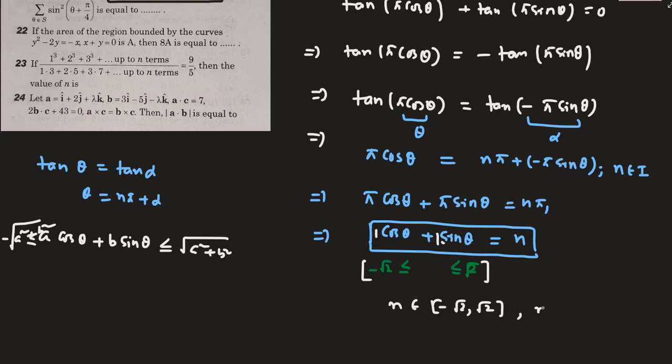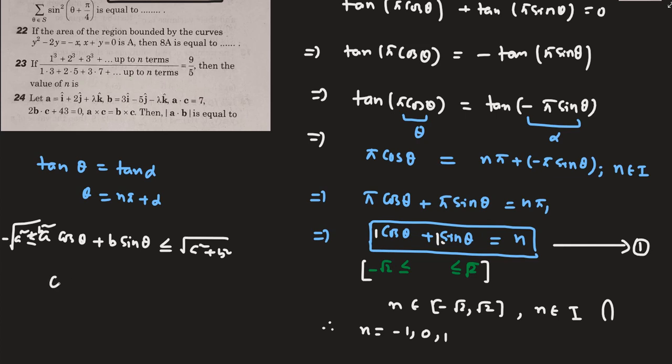But n also belongs to the integers. So if you take the intersection of these two, you get the values of n as minus 1, 0 and plus 1. Now we are going to solve these equations for minus 1, 0 and plus 1.